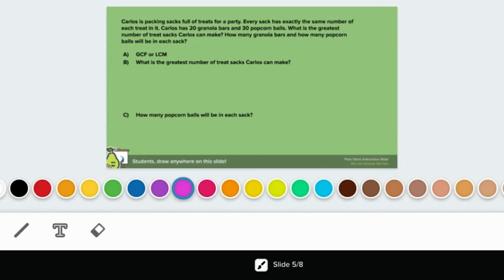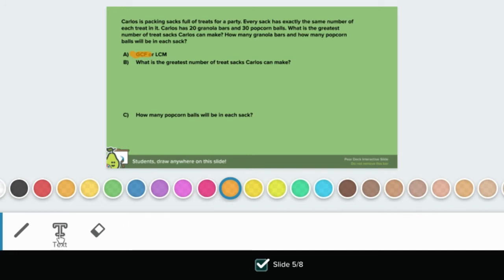Okay, so I have to be thinking about GCF or LCM. And if I'm making treat sacks, and it's going to have the same number of snacks in it, I know that my number is going to be smaller than 20 and 30. So I am going to be finding the GCF for this problem. And instead of crossing it out, I'm going to highlight it. So this problem, I'm finding the GCF.